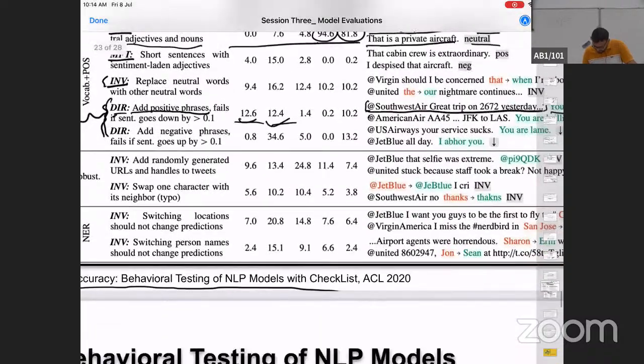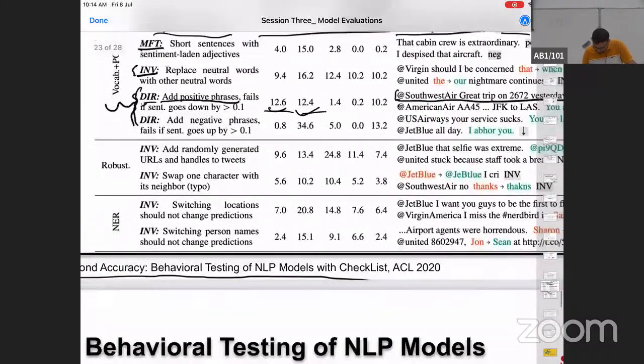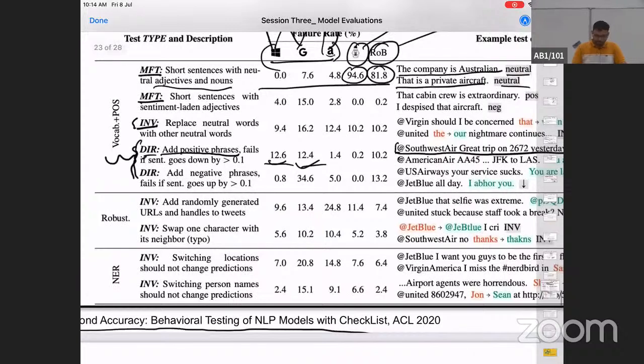What is more interesting is here. So there are a few more capabilities. This checks whether the models have good vocabulary or not.